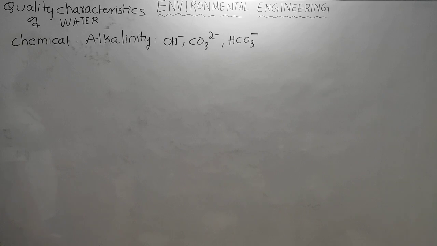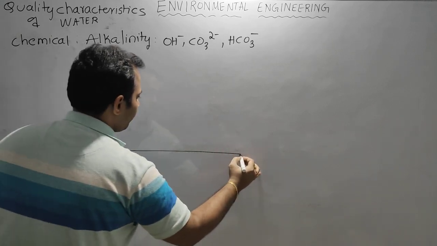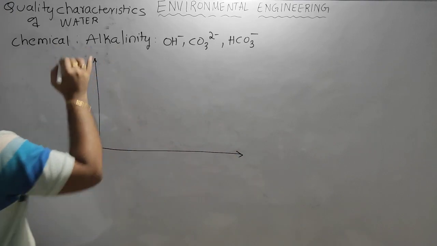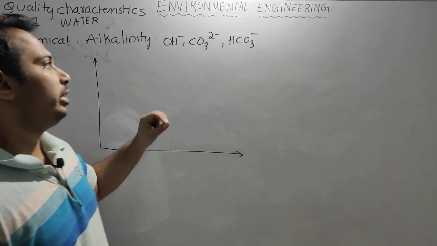See, now we need to understand a graphical procedure. We are doing a titration now, in which we are adding the acid. Generally we use H2SO4 acid, so while doing the titration, the titrant is H2SO4.